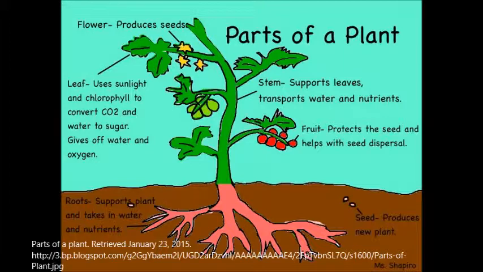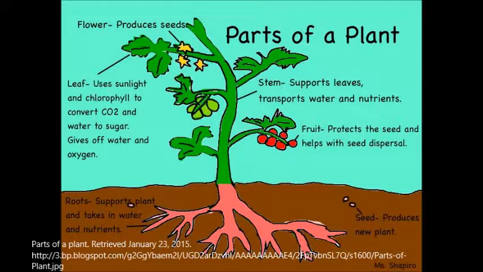Another part of the plant are its leaves. Leaves use sunlight and chlorophyll to convert carbon dioxide and water to sugar. They give off water and oxygen. The leaves make food for the plant, and there are many sizes and shapes of leaves.